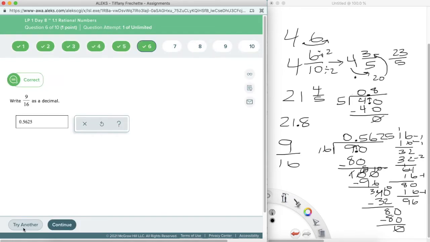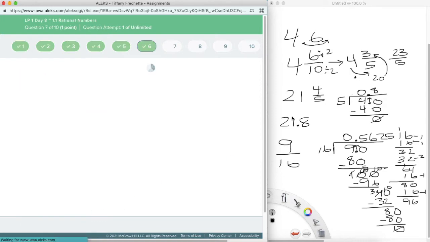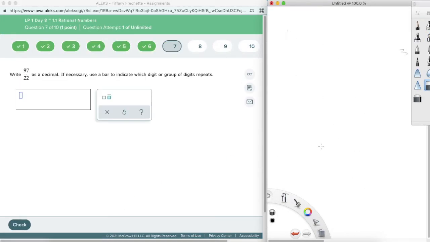Yay. All right, next. Let's go ahead and erase these guys. Give me some more room here. All right, write 97 22 as a decimal. If necessary, use a bar to indicate which digit or group of digits repeats. So this one, I'm actually going to go ahead and take out a calculator because we do use calculators in here. So we don't always have to do the long division. This one is going to be a little bit more involved to do the long division with.